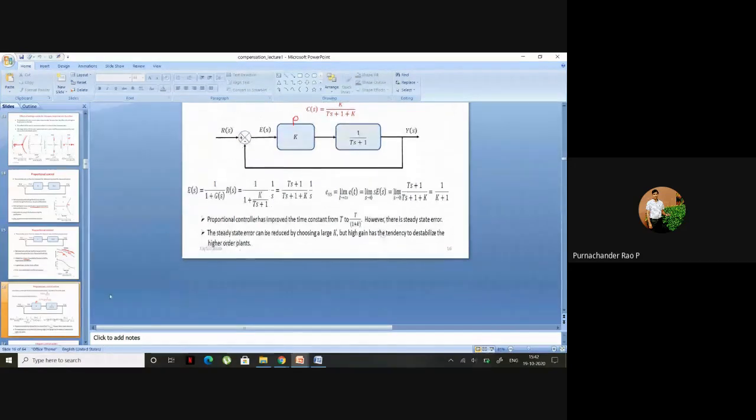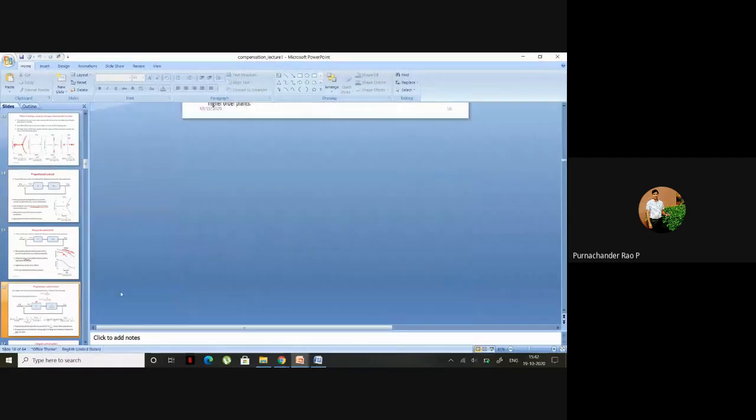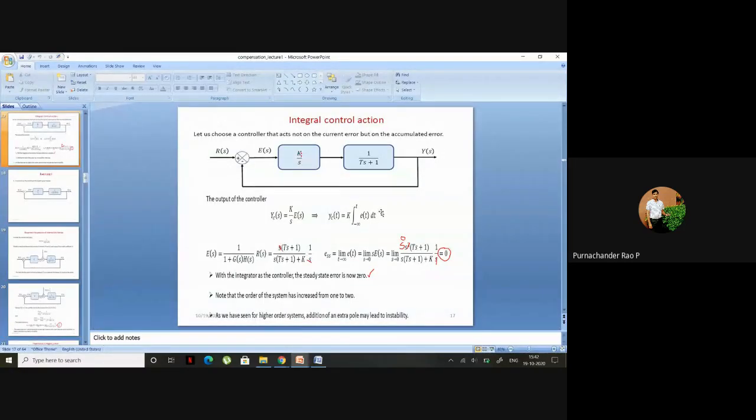Next, the integral controller. If you take the integral controller, your output y of s is equal to some constant k into the integration of your error signal, this e of s. So the error signal will now be integrated. So you are going to eliminate the steady state error. This is the advantage of the integral controller. With the integral controller, the steady state error is 0.